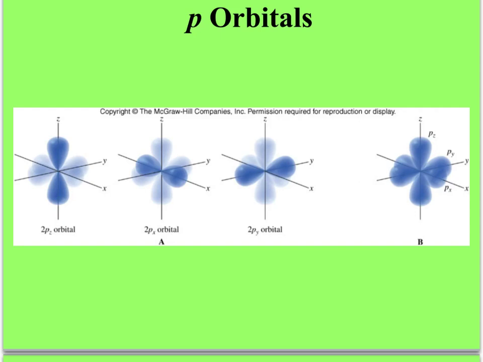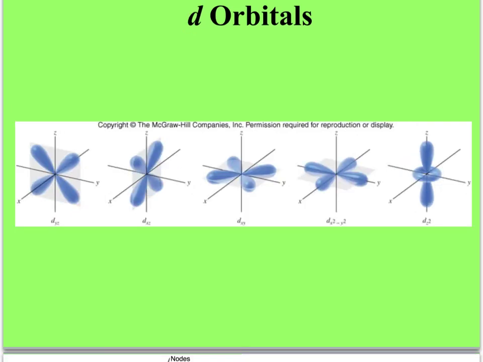And you can see that the p orbitals have those two little clouds, and here's d orbitals. D orbitals have the 4 different clouds that are alternating and rotating through.